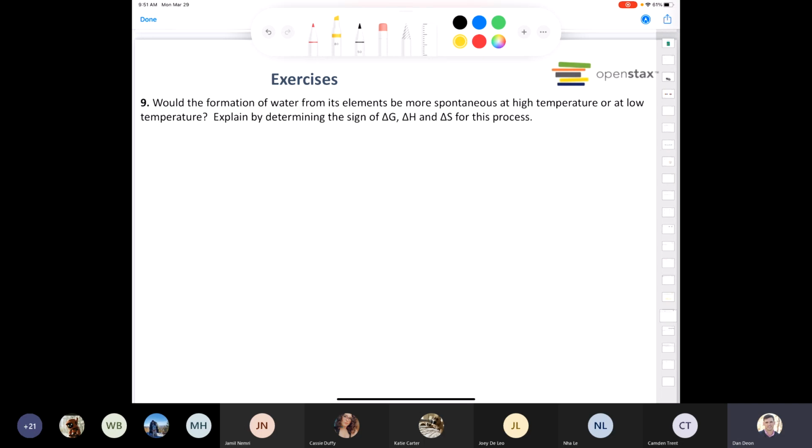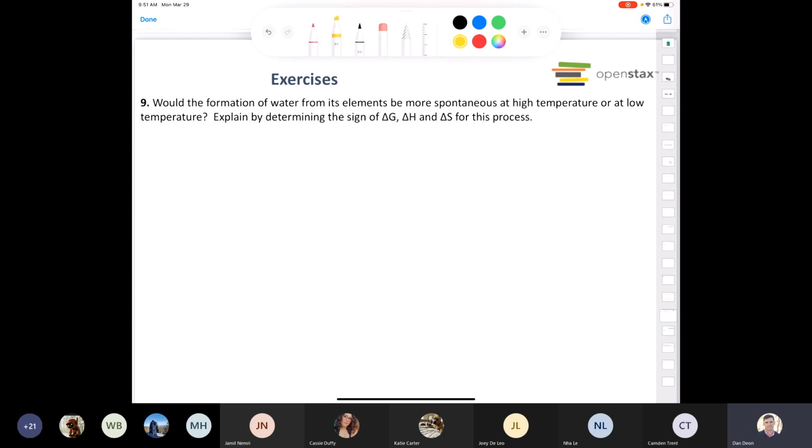It says, would the formation of water from its elements be more spontaneous at a high temperature or at a low temperature? Explain by determining the sign of delta G, delta H, and delta S for this process. Do you remember last class, we looked at all of the scenarios? We looked at the scenario when delta H is positive, delta S is negative. Delta H is negative, delta S is positive. Then we looked at the two scenarios where both delta H and delta S were positive, or they were both negative, right? Remember, we spent quite a bit of time on that, and then we solved the problem where we ended up looking at all of the scenarios. Okay, well, this is kind of in the same vein as that.